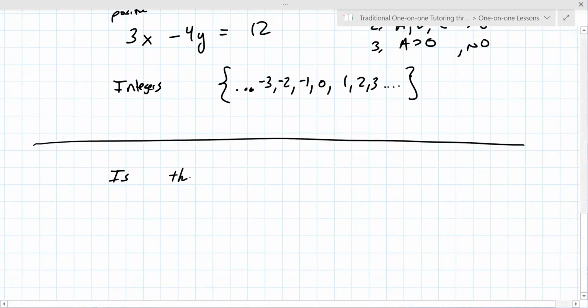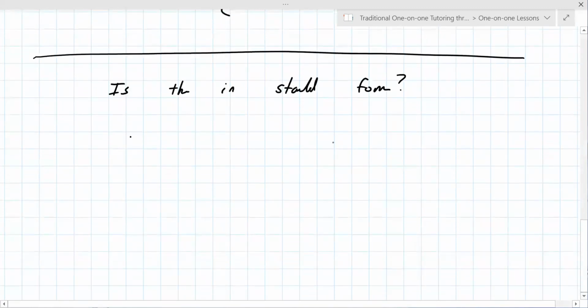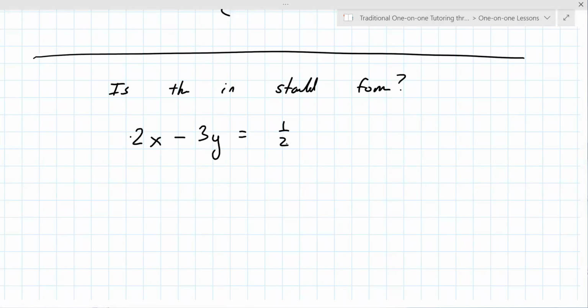Is this in standard form? I haven't given it to you yet, though. I have to give you a new one. Are you seeing my screen? Okay, so it's 2x minus 3y equals 1/2. Is this in standard form? Yes. Okay, so let's go through them.